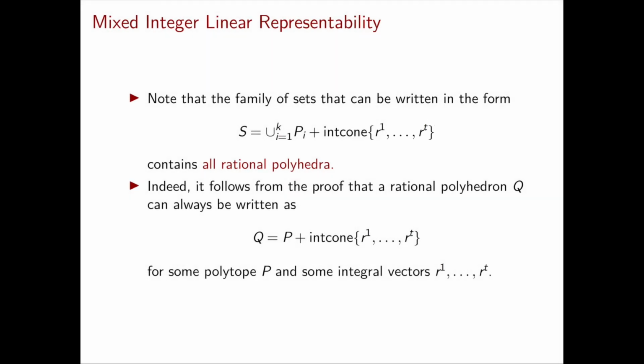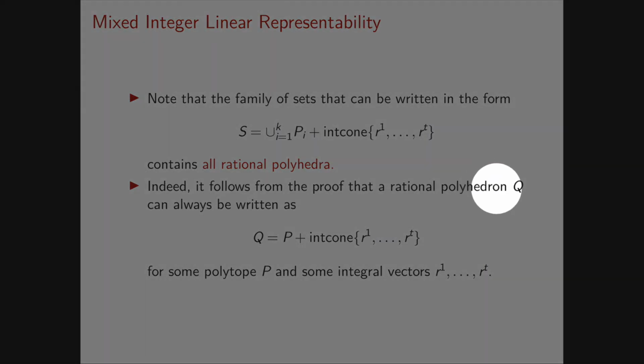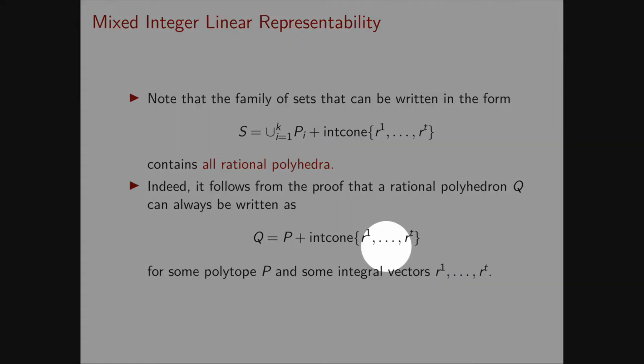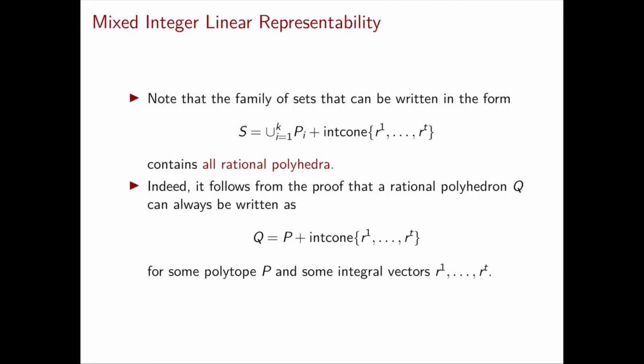And note that these sets must contain all rational polyhedra. In fact, it's clear from the definition of mixed integer linear representability that a polyhedron is always mixed integer linear representable. However, you can also see it in a different way that tells you a little bit more. It follows from the proof that we have just seen that a rational polyhedron Q can always be written as just one polytope plus the integer cone of finitely many integer vectors.